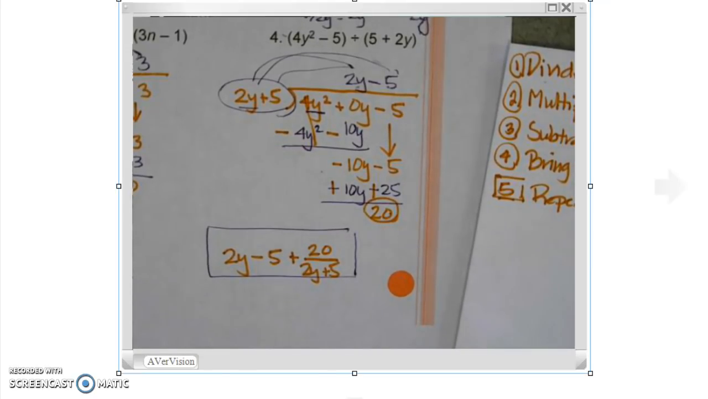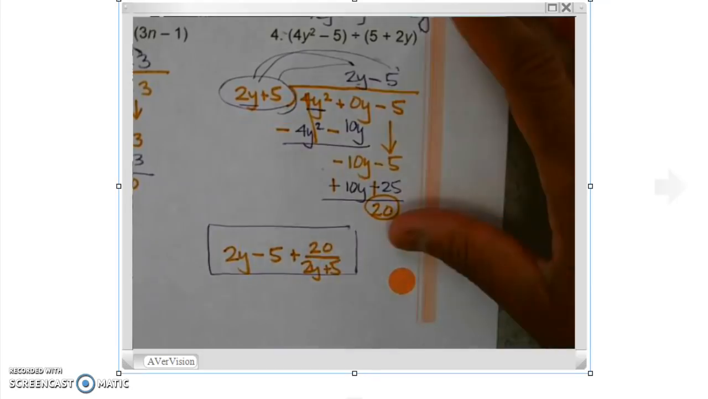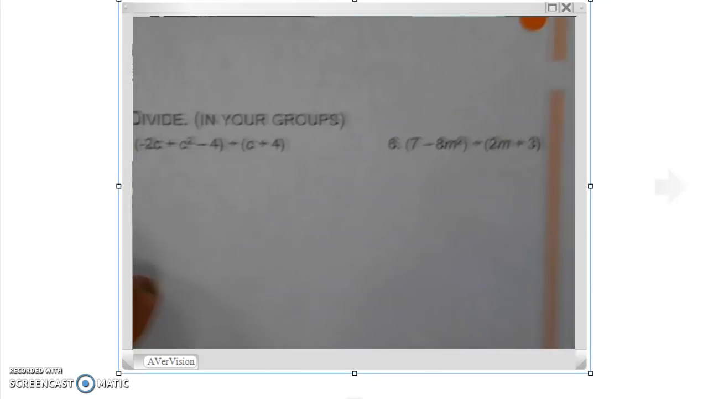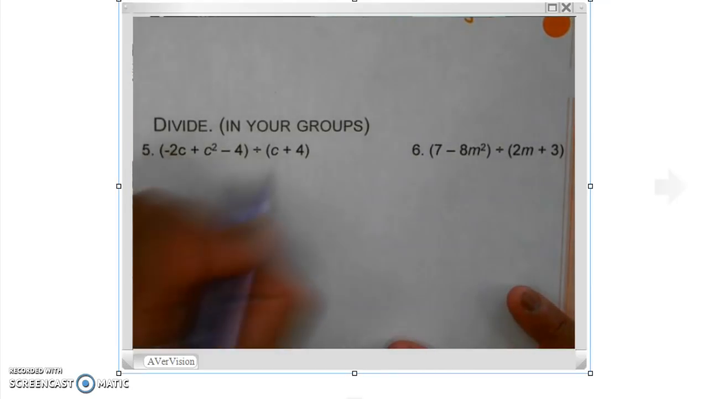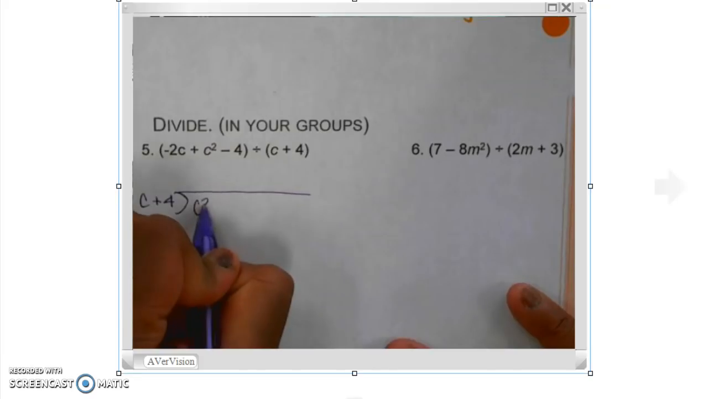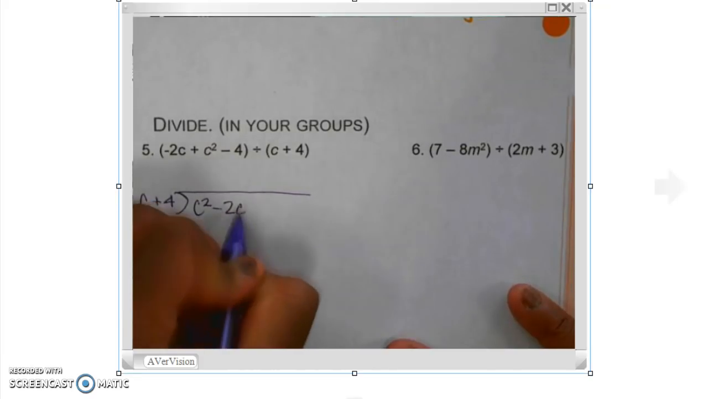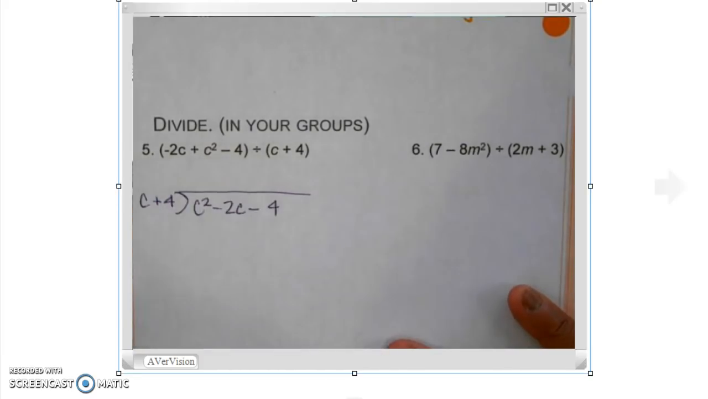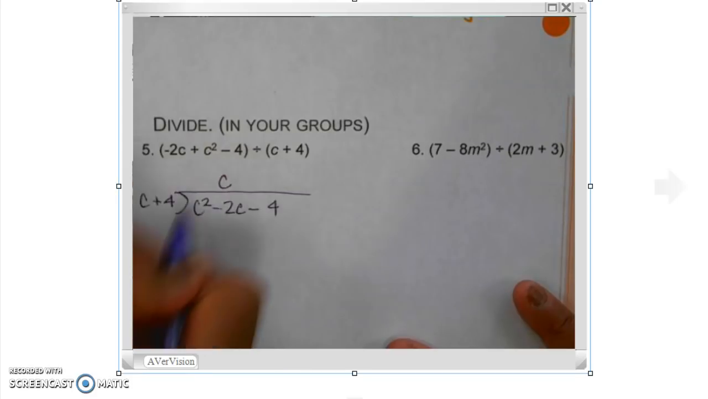Cool. I like it. Let's try this one a little bit together. Set you up a little bit. I like this part being c plus 4. And this is not in standard form. Don't fall for it. c squared minus 2c minus 4. Divide first terms. c squared divided by c equals c. You can go ahead and press pause if this is too quick.